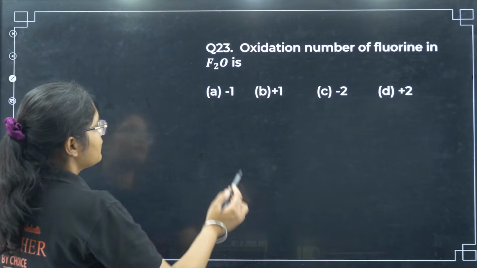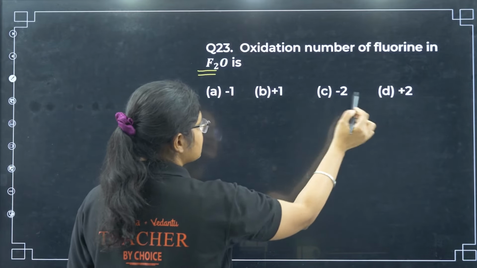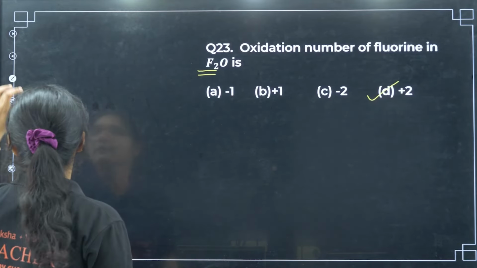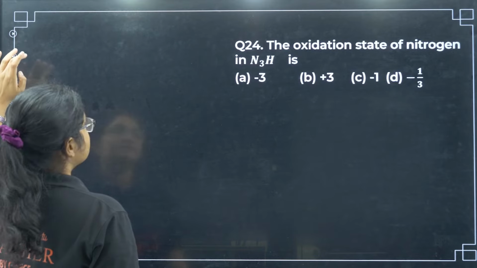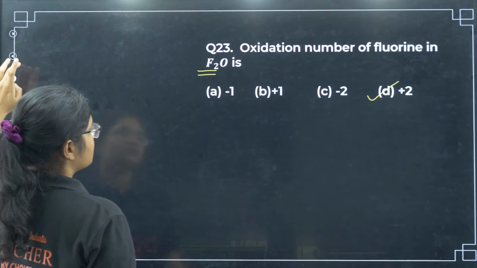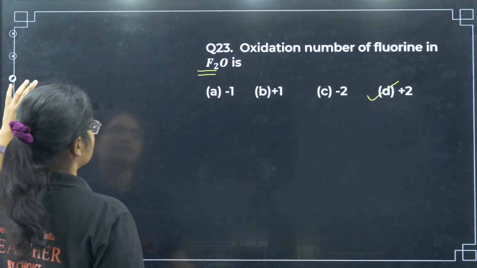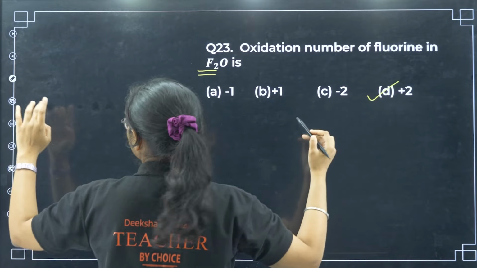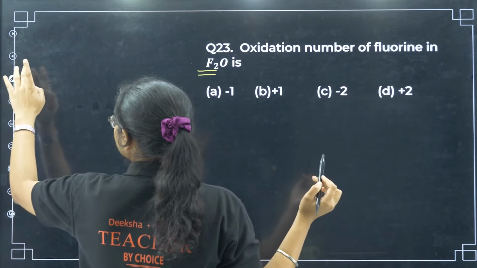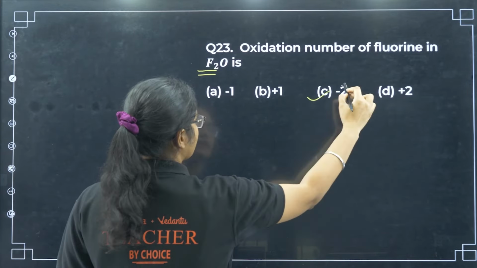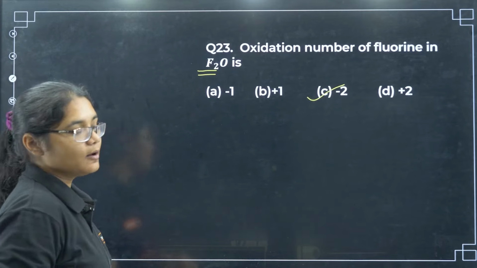Next, oxidation number of fluorine in this one, just now I discussed. It is -2. Why? Because fluorine is more electronegative, so it will take the electron, it is -2 and this is +2.